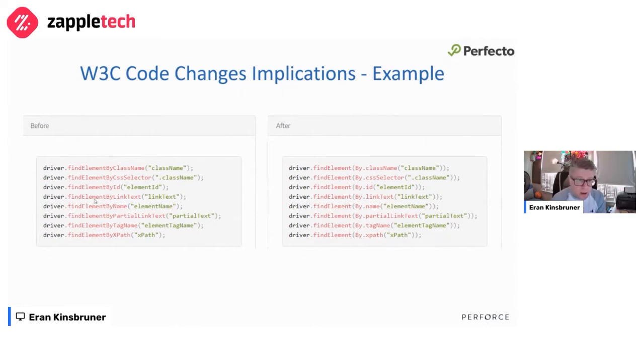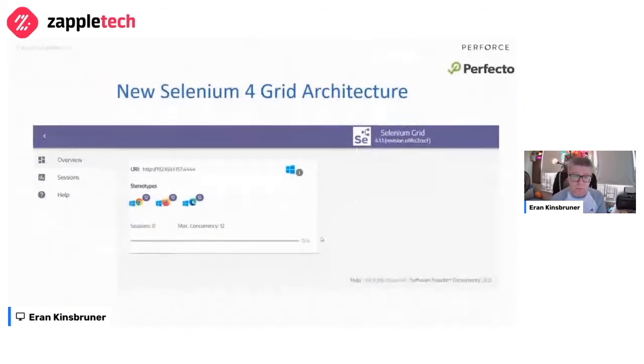For example, find element by ID will now be find element in brackets by .id. So these are just a few changes, but there is a full guide on how to convert your existing scripts to Selenium 4. But again, it's not a slam dunk. You need to comply with W3C and the right formats.